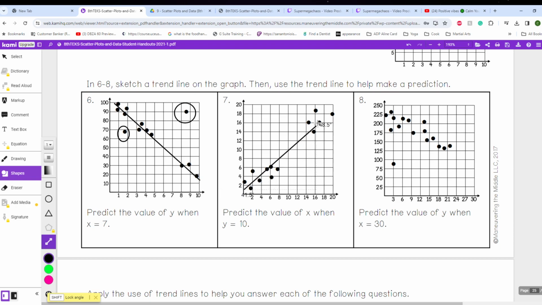So I'm going to make another trend line. It looks like the trend is going this way. And remember, we want it to pass through the majority of our points, and it looks like a good line is this.